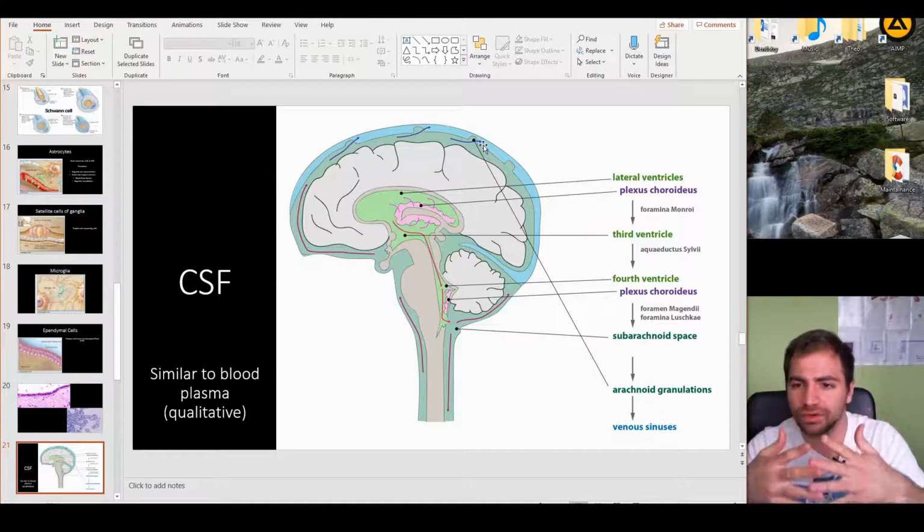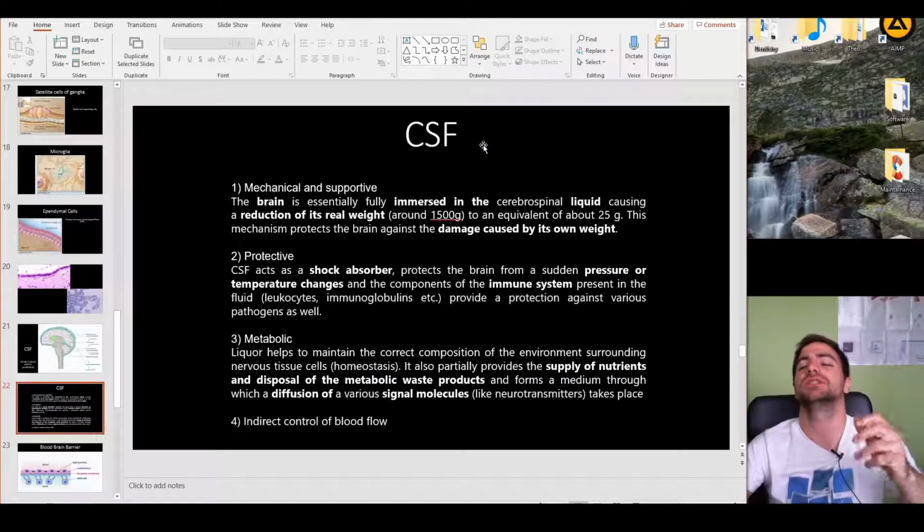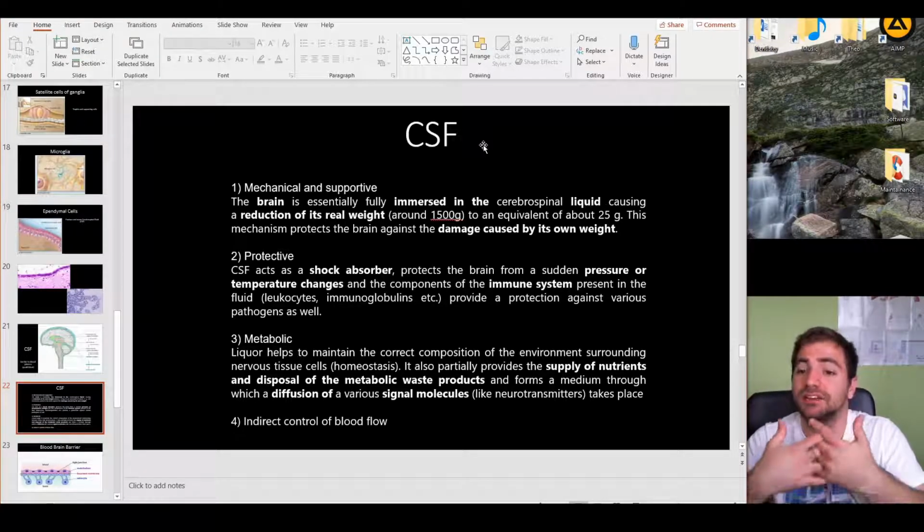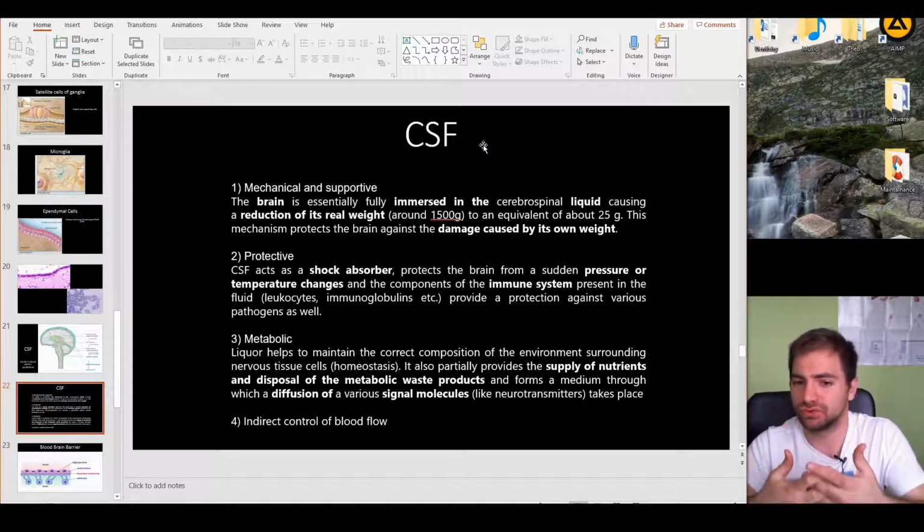Why would we have a liquid throughout the whole day, throughout our whole lives, surrounding the brain? Well, this is because the brain is actually a very, very heavy structure. In fact, it's approximately 1.5 kilos.